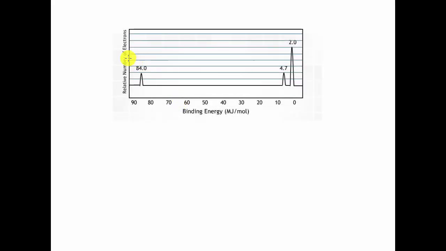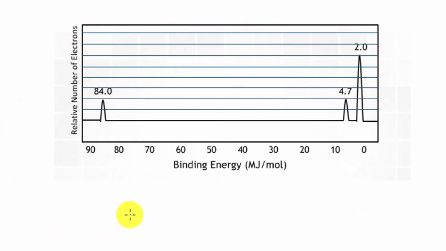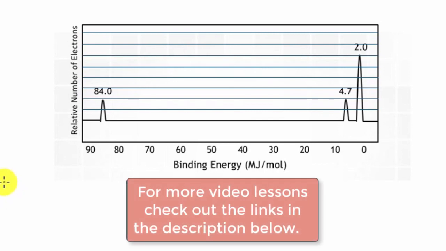All right, in this video lesson, we're going to look at interpreting the data that we saw accumulated in the previous video. The last video was just showing you how they use ultraviolet or X-ray energy to knock electrons off, and then they interpret that information into this data with these various peaks.